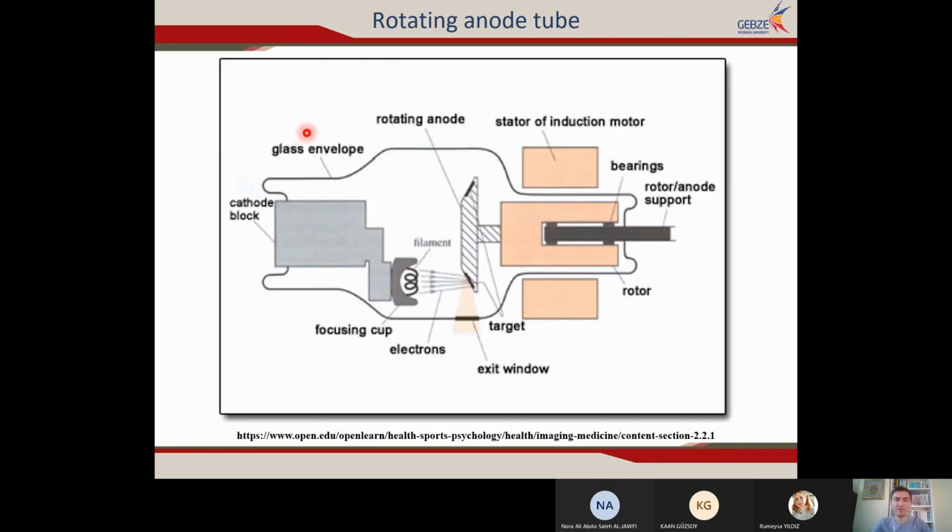Another important X-ray source, generally used for scientific purposes in research centers, is the rotating anode tube. As I told you at the beginning of my talk, the main reason to produce different X-ray tubes is to get high intensities, more X-rays.